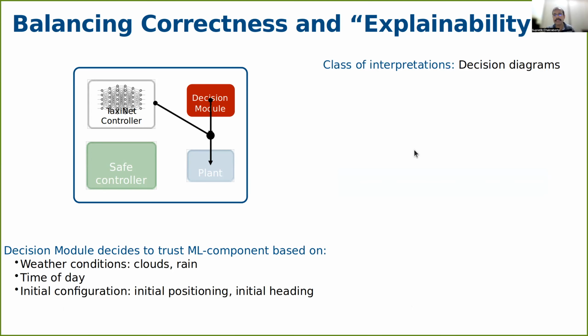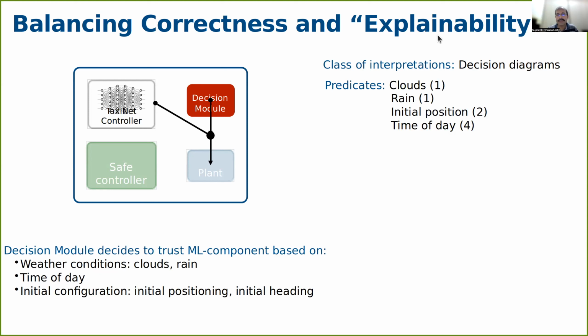Okay. So the class of interpretations or explanations that we want to come up with for this work is decision diagrams. But as you will see, once we start talking about the encoding, there's nothing specific about decision diagrams. We could do this for lists and trees and all of that. But these are decision diagrams, and these are the predicates or features. I'm going to use these two words interchangeably here.